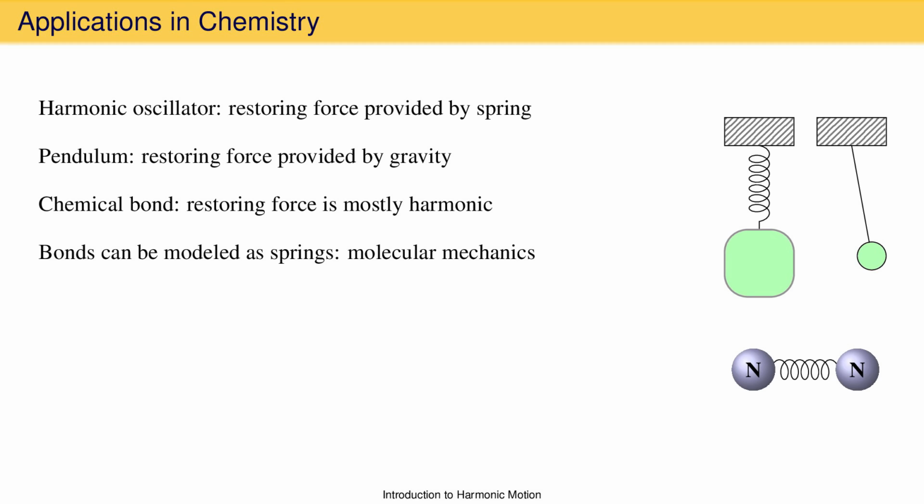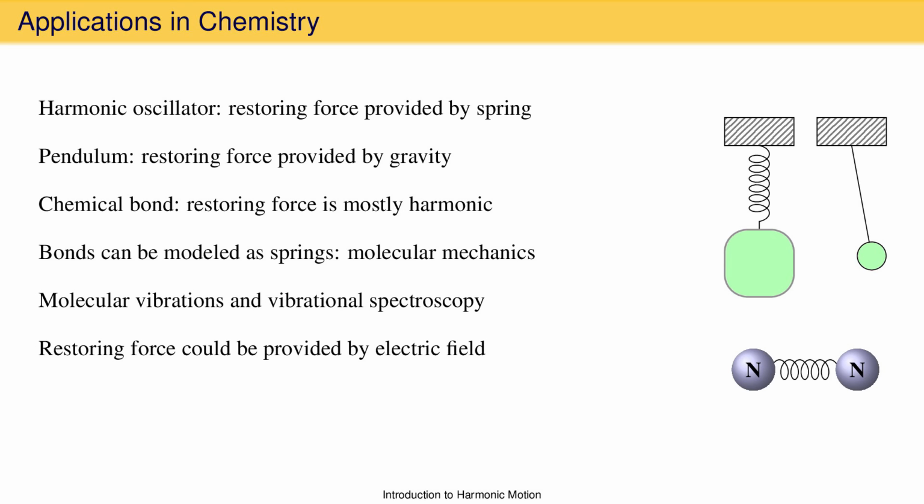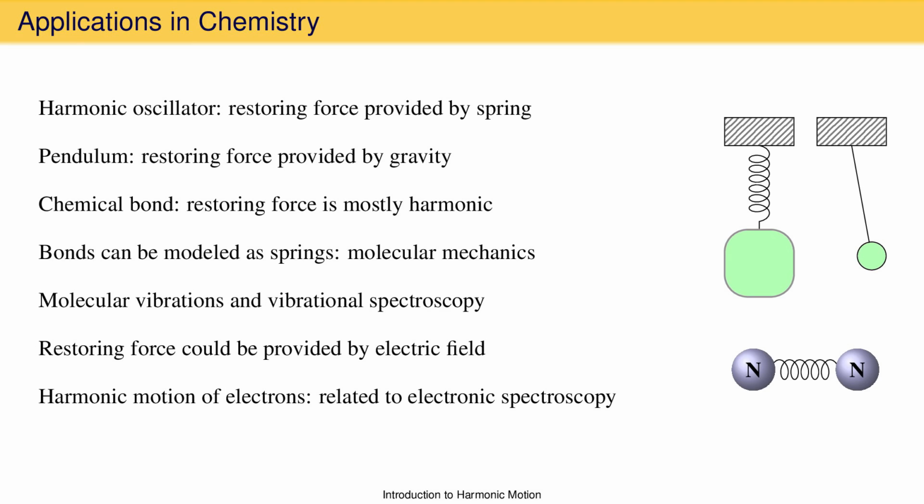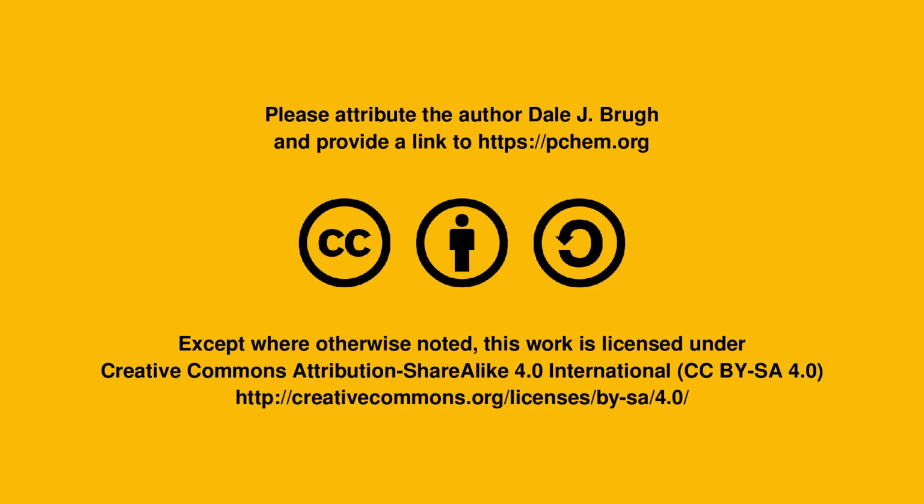The harmonic oscillator model is used extensively when talking about molecular vibrations because vibrations are really just the relative motion of atoms in a molecule subject to a restoring force. We also use the harmonic oscillator model when talking about changes in vibrational energy in vibrational spectroscopy. The restoring force in harmonic motion can also be provided by an electric field, such as that felt by electrons in a molecule. If electrons are exposed to a harmonic restoring force, they will move in an oscillatory fashion, and this can be used as a starting point for thinking about electronic spectroscopy of atoms and molecules. Even though the harmonic oscillator model may initially seem far removed from chemistry, it plays a central role in understanding the behavior of atoms and molecules. And that's an introduction to harmonic motion.